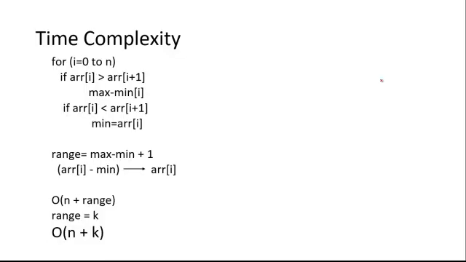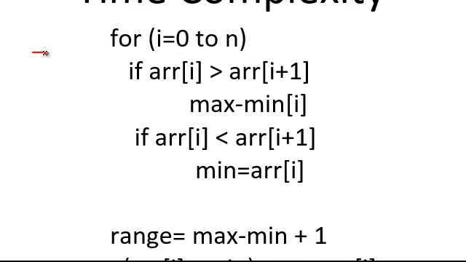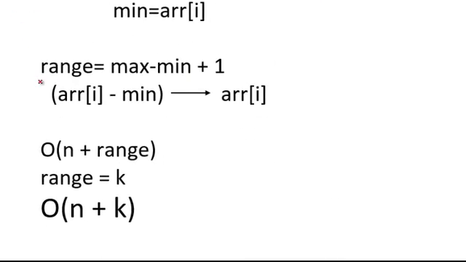So let us now analyze the time complexity of pigeonhole sort. Here we have just a single loop, so this is n. And here we are finding the range, which is k. So the time complexity of this code is big O of n plus k. So that's all.